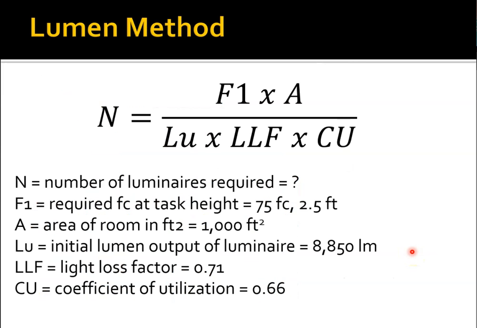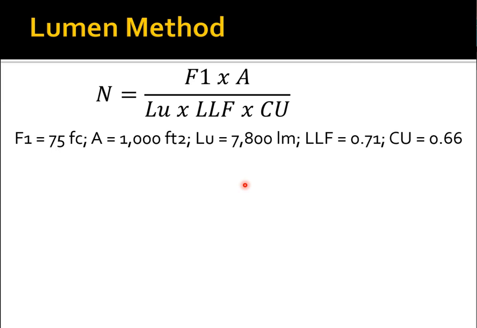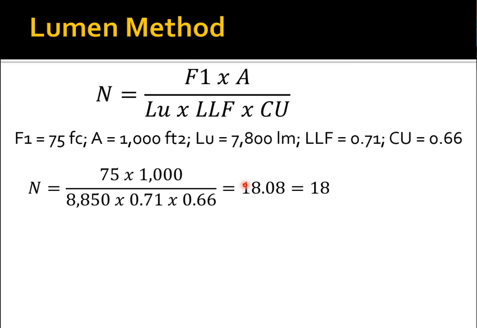Okay, so now we have all our numbers. We have 0.66 for our CU, right? So we have everything. So let's plug them in. So how many luminaires do we need required? Let's plug and play. We have everything. Plug them in. You get 18.08, which we can say is 18. That's fine. Again, this is an approximation. All right, so we need 18 luminaires.